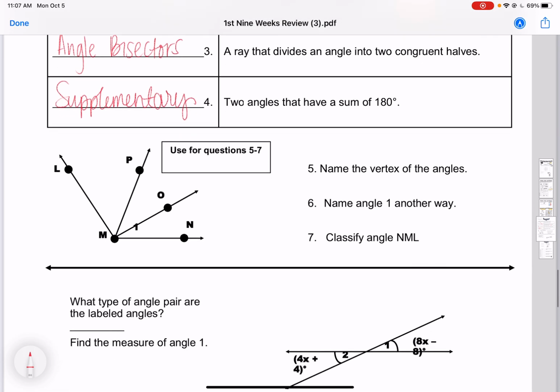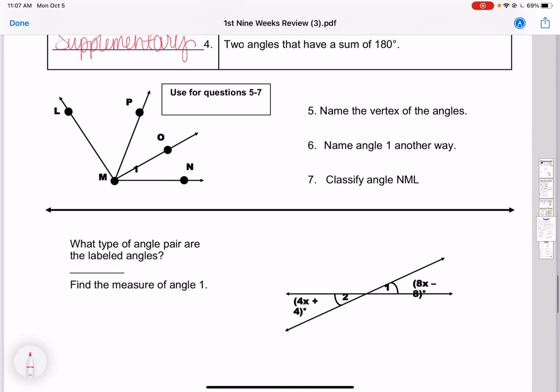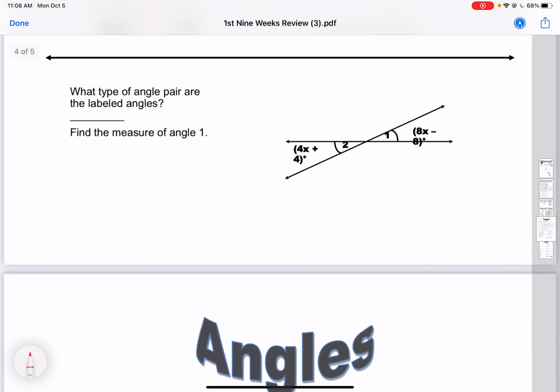Okay. Name the vertex. Should be M. Name angle 1 another way, so it's talking about this angle right here. You can't label it as just angle M. Hint, hint. And then I want you to classify angle NML. I want you to classify it. All right. What type of angle pair are the labeled angles? So this should be a vertical pair.